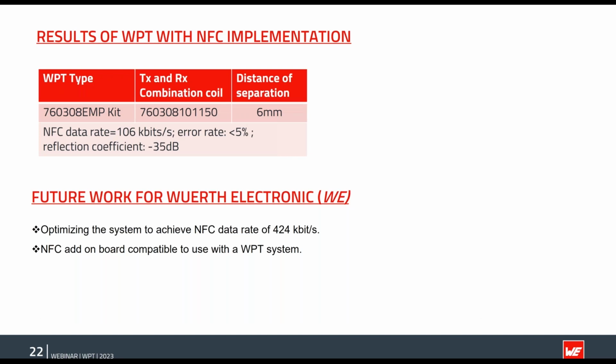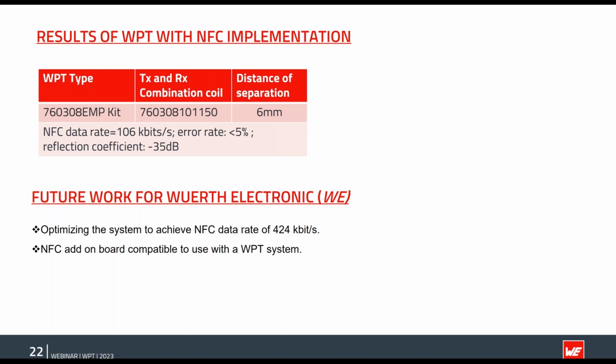So after the implementation, here is a small tabulation of the results, and what type of kits or coils we have used for our experiment. The type of WPT is our 200-watt development kit. We have simply used the transmitter and the receiver modules from this development kit. The transmitter and receiver combination coil with the NFC antenna is the 760-308-101150 standard coil, which is also available in our product portfolio on our website.